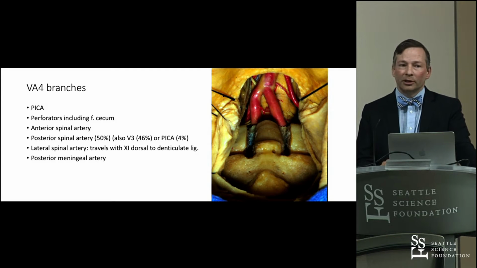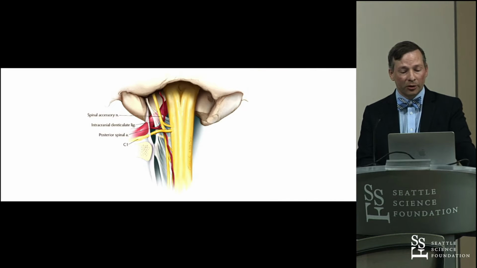Lateral spinal artery, that not many people talk about, that's traveling just like the posterior and anterior spinals, but in a lateral trajectory, travels with the accessory nerve as it's coming up from the upper 5 or 6 segments of the spinal cord. And the key to localizing the lateral spinal artery in dissection is that it's posterior to the denticulate ligament, just like the accessory nerve is. And then finally, a V4 branch, the posterior meningeal artery.